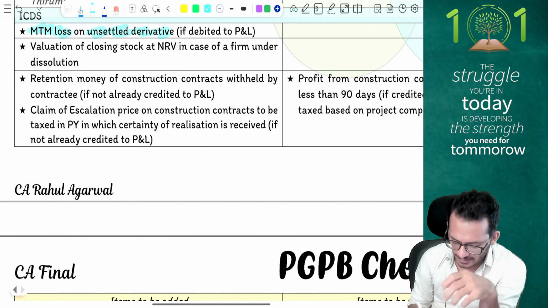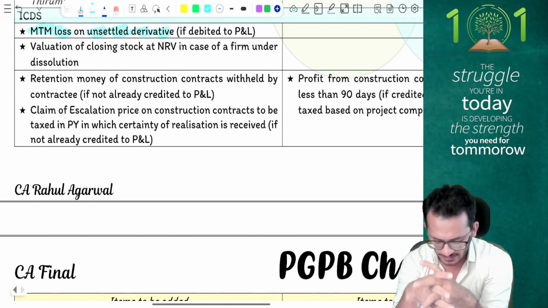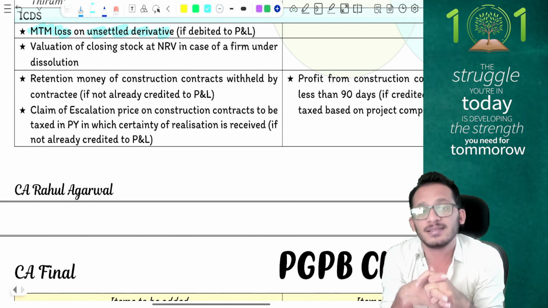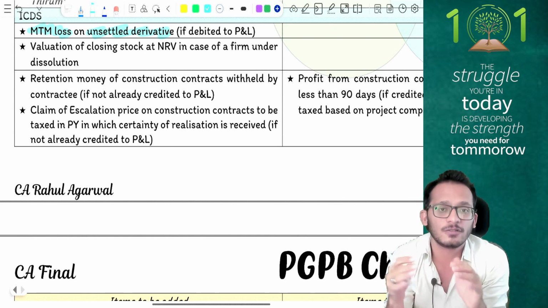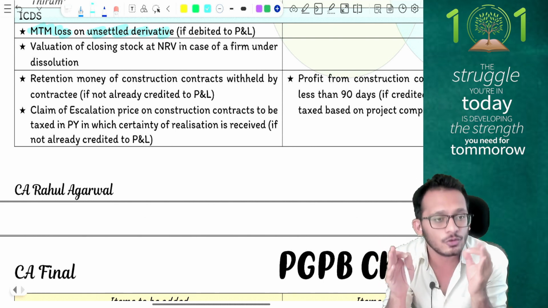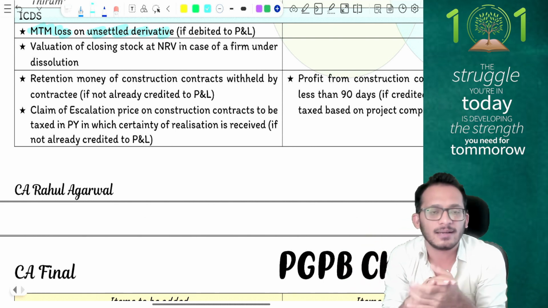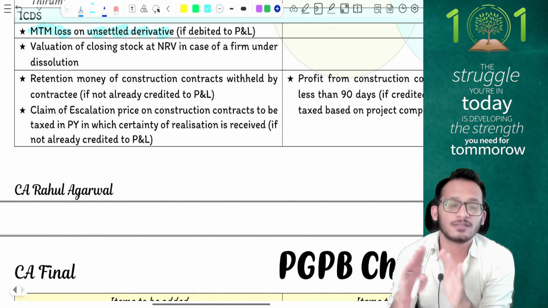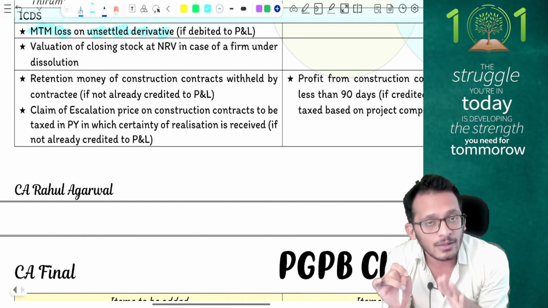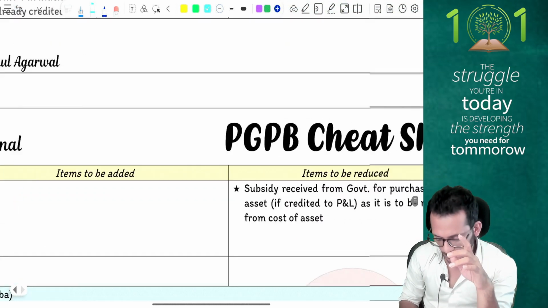Second is the claim of escalation price on construction contracts, to be taxed in the previous year in which certainty of the realization is received. So if the question says there is a price escalation which has been done because of market conditions, in the year in which you're certain that you're going to receive this money, that year you will have to tax it. Just because you're going to receive the money tomorrow does not mean that you will tax it tomorrow. You can tax it today itself if you know that you're going to receive the money today. That is what ICDS 3 talks about.